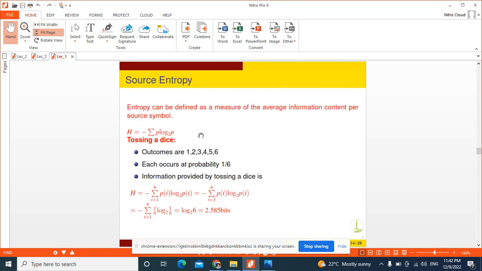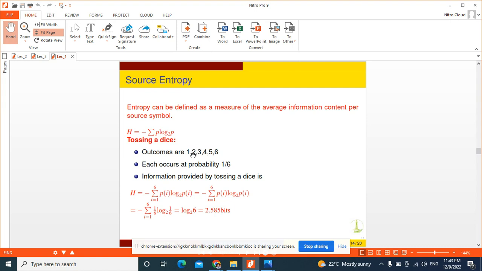So if you want to calculate the entropy of a source, you can use this example. Entropy can be defined as a measure of average information content per symbol. So H is equal to the sum of P log 2 P. So, tossing a dice, the outcome can be equal to 1, 2, 3, 4, 5, or 6. Each occurs with a probability of 1 by 6 because there are 6 outcomes in total. Information provided by tossing a dice: if you are summing them all from 1 to 6, it is the probability of i times log 2 of 1 by the probability of i. So the probability of i is equal to 1 by 6.